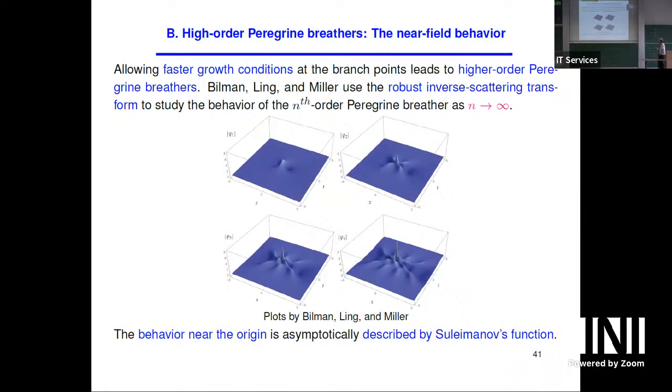I mean, you can plot them explicitly, but that's not really the point. The point is to study the n tends to infinity limit. Okay, and again here, these are plots from the Bilman-Ling-Miller paper. You see this Suleimanov function emerging from the mist. Okay, and again, these are unscaled. There's a height 8, right? And so yeah, this work was all done completely rigorously with error estimates and full Deift-Zhou Riemann-Hilbert nonlinear steepest descent.